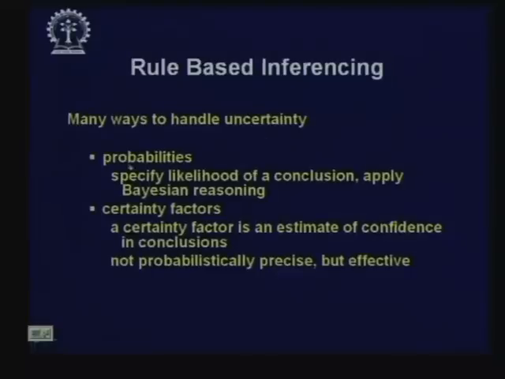The different ways of handling uncertainty: one can be probabilities, where we specify the likelihood of a conclusion, or apply Bayesian reasoning, which we will discuss a little later. And there are certainty factors, where a certainty factor is an estimate of confidence in conclusions. It is an estimate which is provided by the experts. It is not as mathematically precise as is the case with probabilities, but it is also very effective.